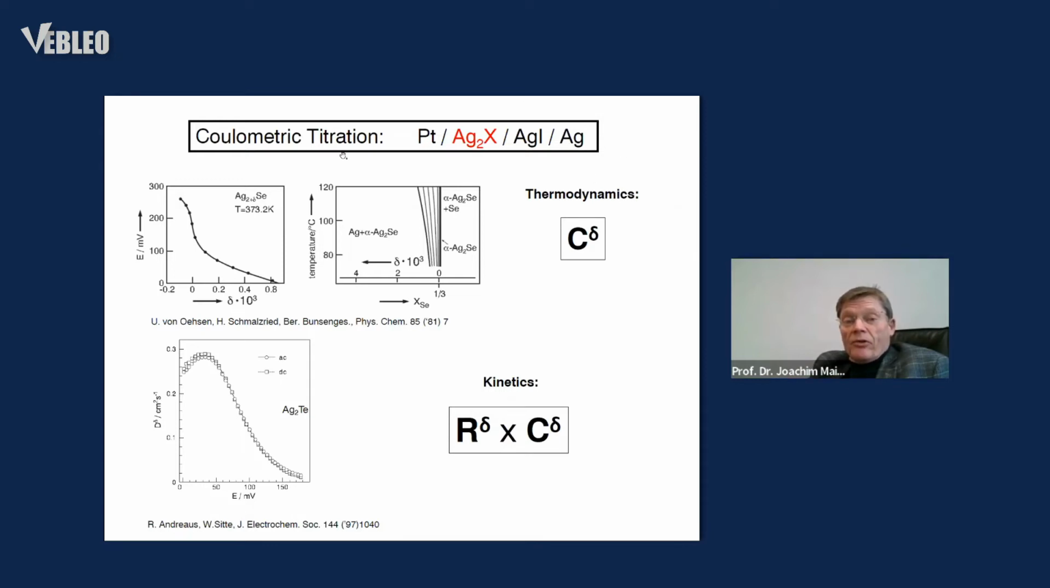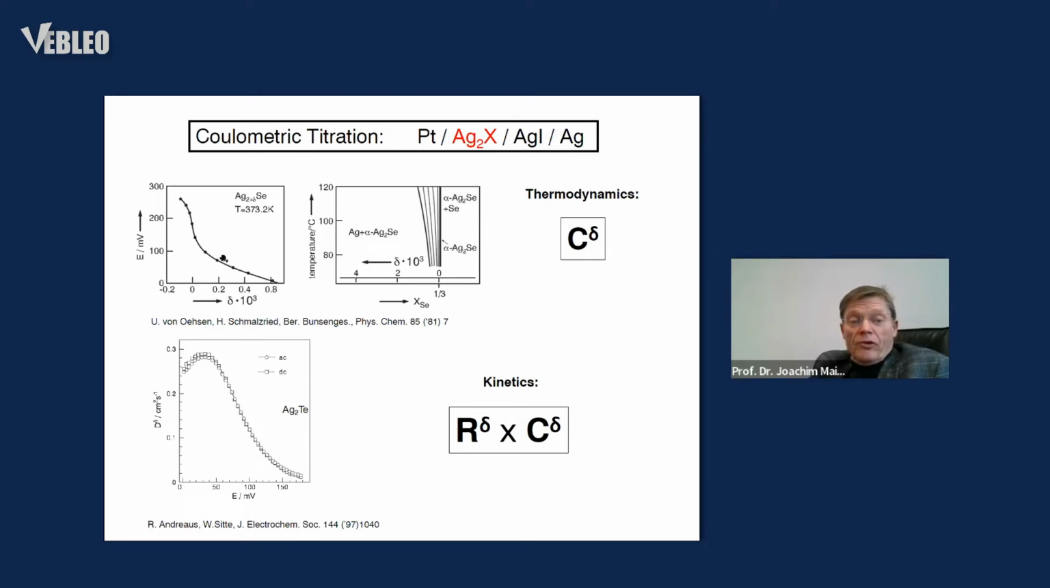So when you pass a current, the electrons come from here. From this side, the electrons change into a silver ion conductivity, because this is a pure silver ion conductor. And then silver ions come from the right side. So when silver ions come from the right side and electrons from the other side, you form silver and you dissolve it in the silver chalcogenide. This is called a coulometric titration. This is highly precisely measurable.